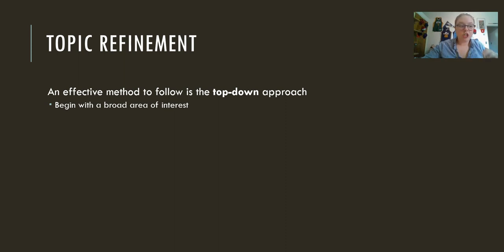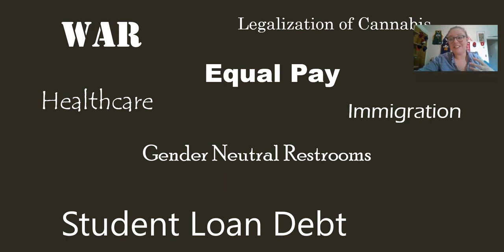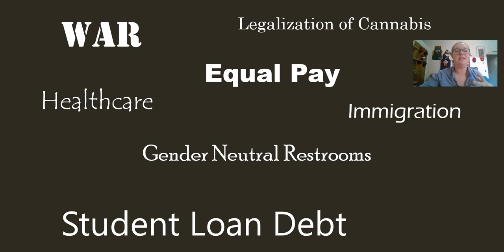When we first start talking about topic refinement, an effective method I find is to follow the top-down approach, and that's going to begin with a broad area of interest. These would be a good example of a broad area of interest where I have seen papers in the past, and I myself have been guilty of this, where I'm like, oh, this is really fascinating and I want to talk about everything. Well, you can't talk about everything in 10 to 15 pages, which is what a typical academic paper's length is.